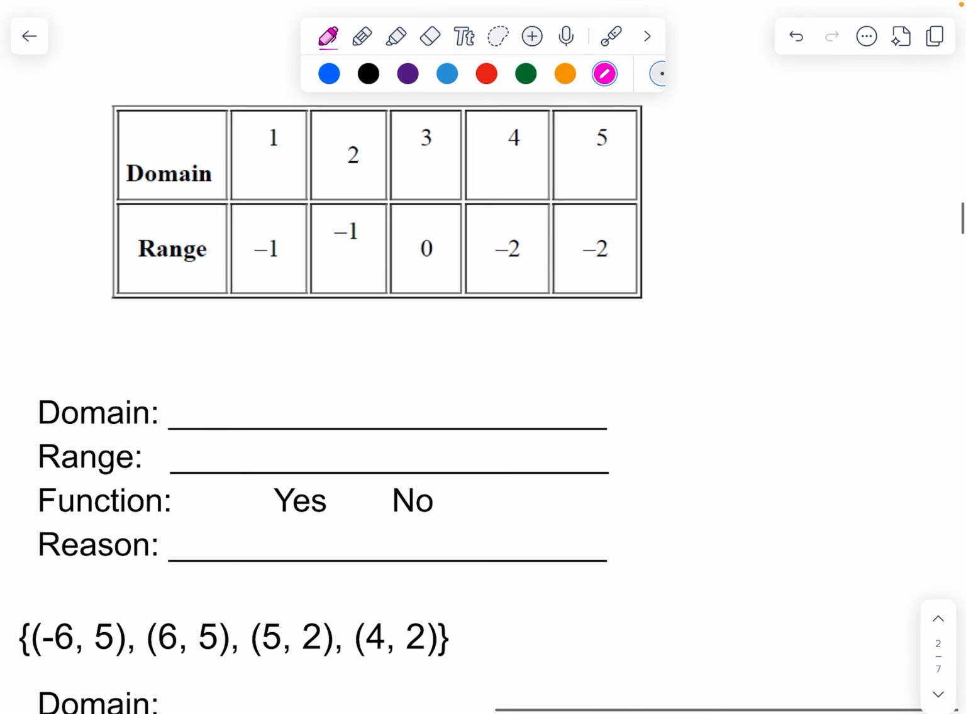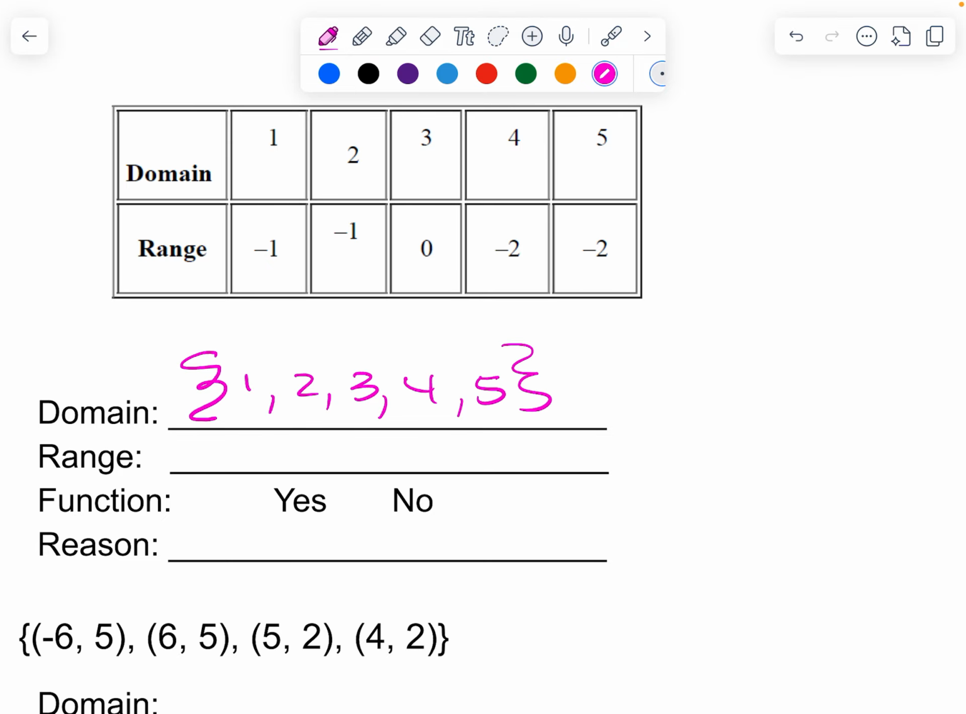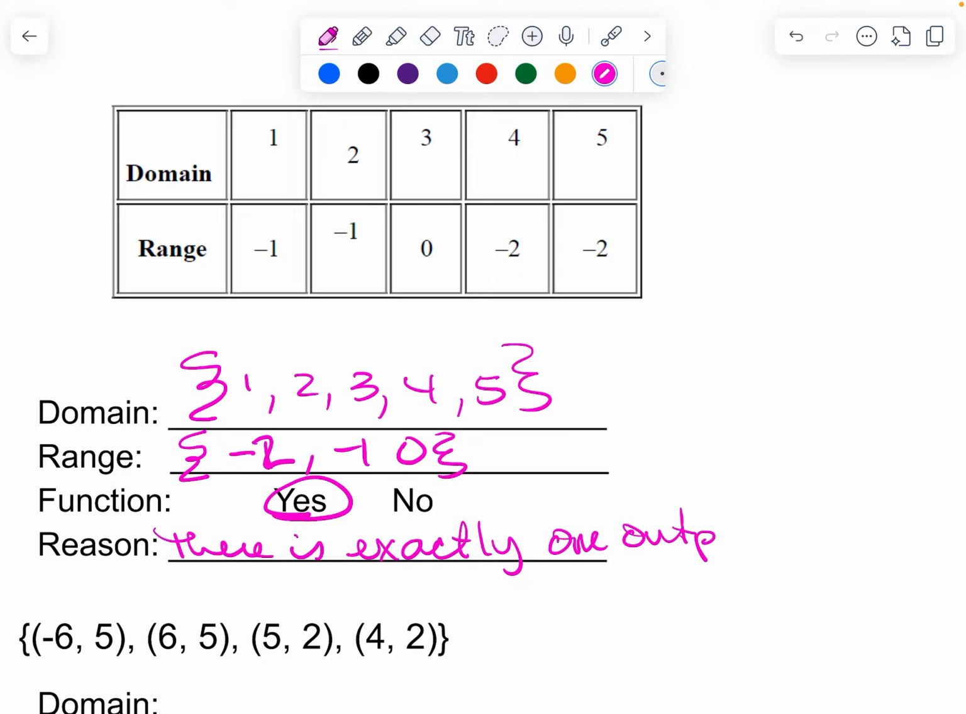Next one, domain. Oh, this is interesting. I don't know why the numbers are all weird. 4, 5. The range, -2, -1, and 0. You do not need to repeat. Function, yes. There is exactly 1 output for each input.